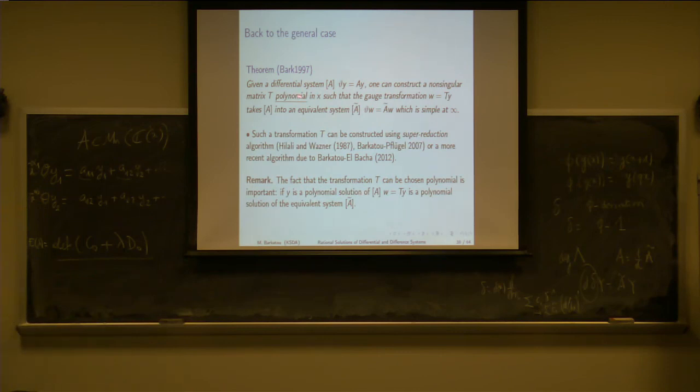And remark this fact that T here can be polynomial. This is important because if you are interested just in polynomial solutions, they are preserved. So you look for polynomial solutions for the new system, and then you multiply by T, and you get the solution of the original one.